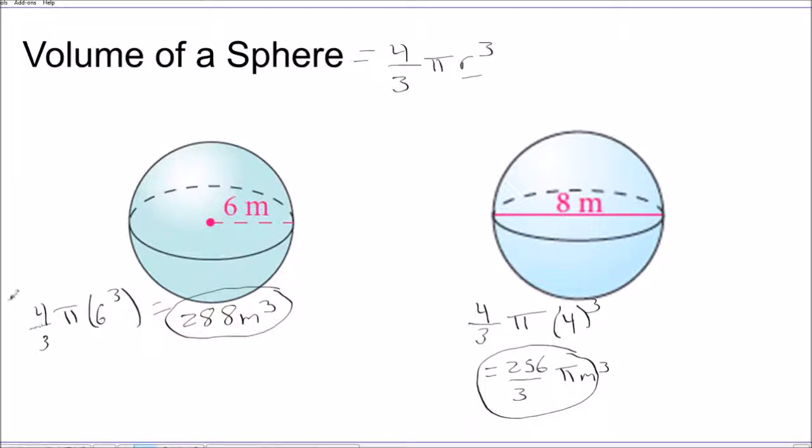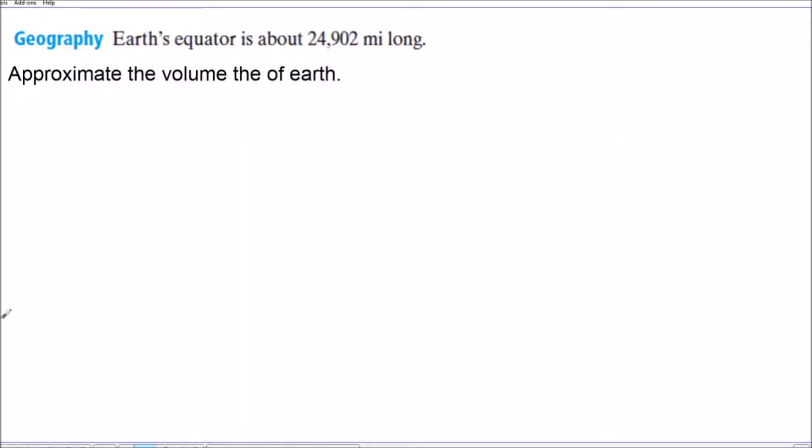Now, sometimes the questions are not as straightforward. I started out with 2 really easy examples, so let's look at one that's a little bit more challenging and see what an application of this is. Okay, so given that the Earth's equator is 24,902 miles, we need to approximate the volume of the Earth. So what I like to do on a question like this is set up the information that I know. I know that I need to find volume, and I know that that is 4/3 pi r cubed. Do I know the radius?